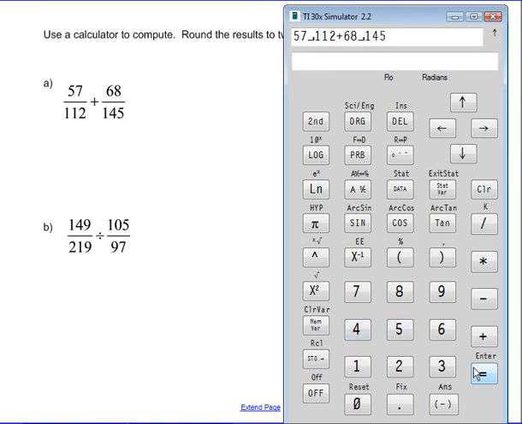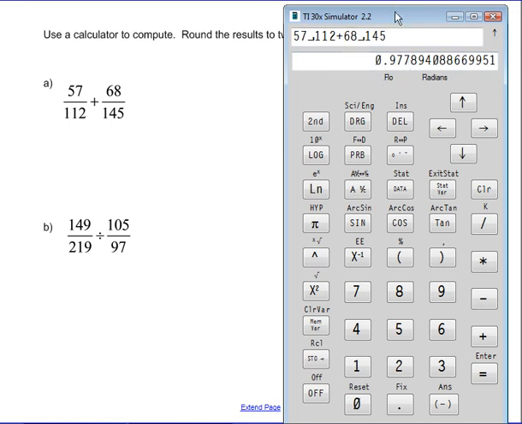Now when we press enter, notice that we added 2 fractional numbers, but our answer comes up with a decimal. There gets to be a point where our calculator just can't hold so many digits in the numerators and the denominators anymore. I'm not sure what the lowest common denominator for 112 and 145 would be, but it's going to be a really big number, and our calculator just can't hold on to that. So what it's going to do is default to give us the decimal answer.